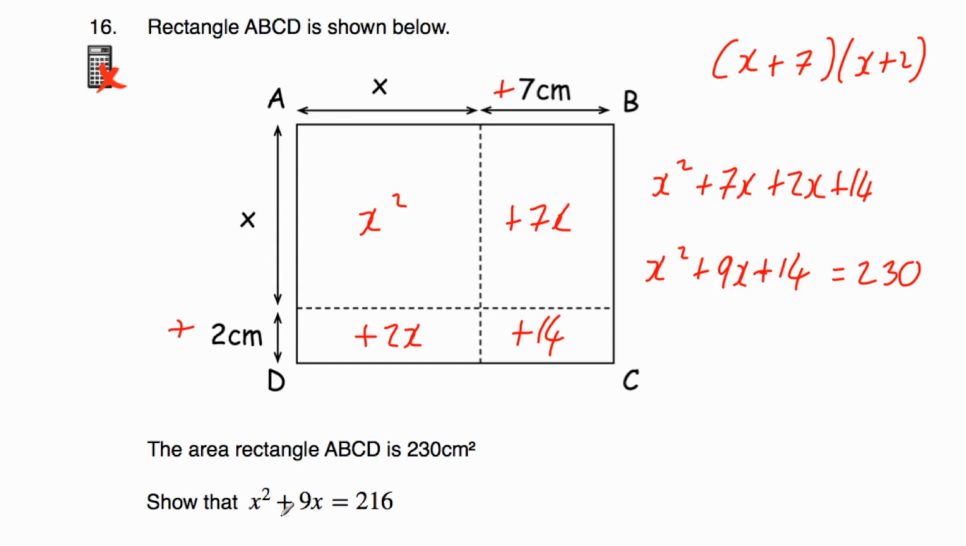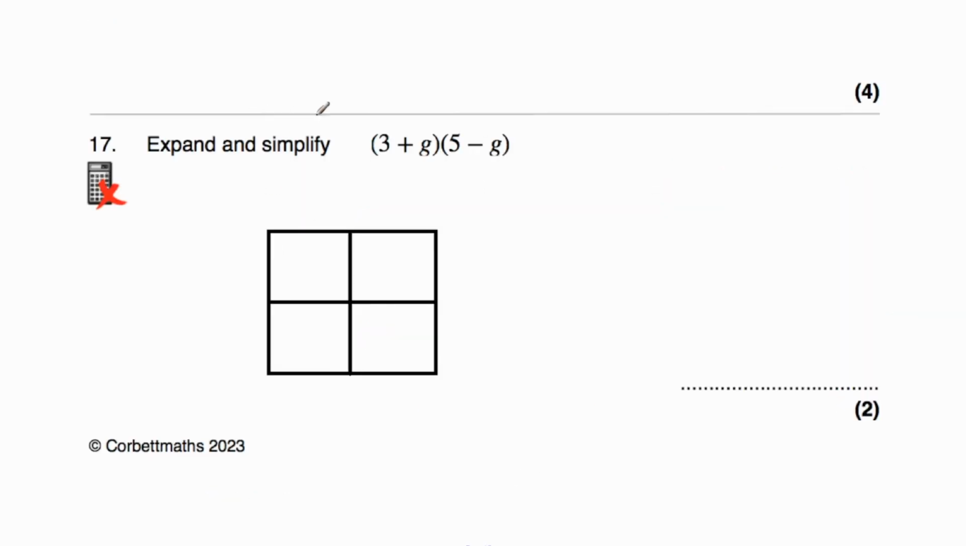But we want it to be x squared plus 9x equals 216. Now if you notice, the left hand side of what we're trying to show doesn't have the plus 14. So let's take away 14 from both sides of our equation. So on our left hand side we'd be left with x squared plus 9x. And then on the right hand side we'd have 230, take away 14 would be 216. And that's it, we've shown it. Fantastic.